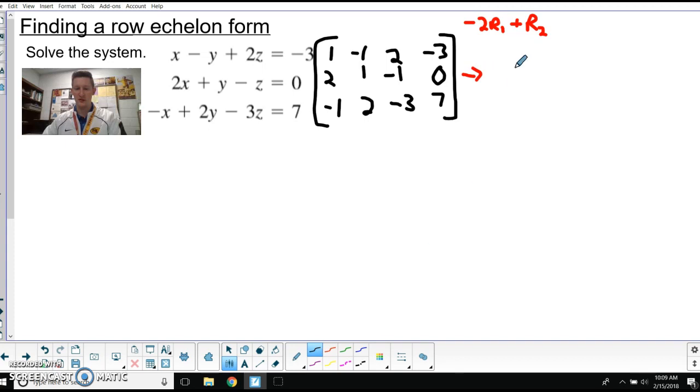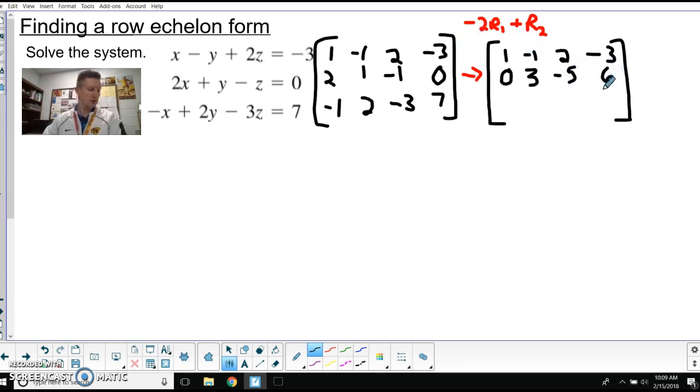So what's going to happen is it's going to look like this. Row 1 is going to stay the same. Didn't change anything about row 1. Row 2 is going to be different, because we're going to multiply each item in row 1 by -2 and then add it to row 2. So -2 times 1 is -2, plus 2 is 0. There's my new number there. -2 times -1 is going to be +2, plus the 1 is going to be 3. -2 times 2 is -4, plus -1 is -5. And -2 times -3 is 6, plus 0 is going to be 6. Check my numbers. I think I got that right. Yep. All right. And then row 3 again didn't change. So -1, 2, -3, and 7.